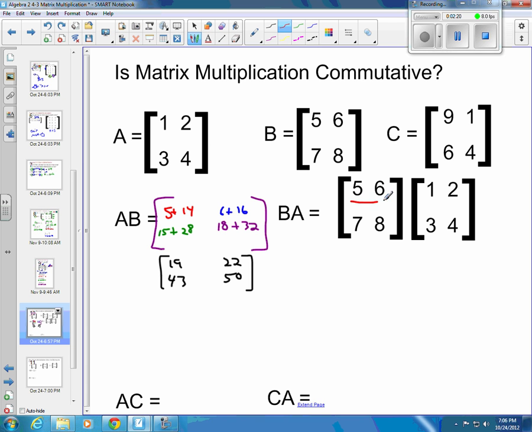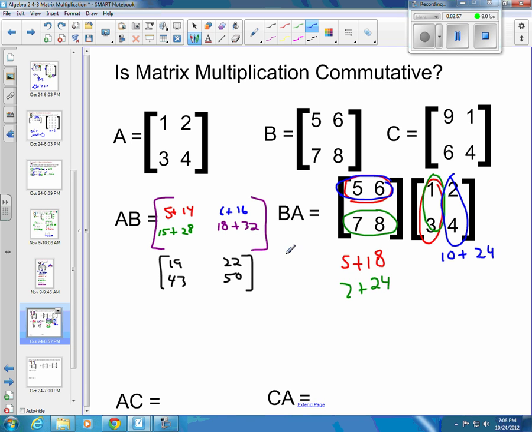So then I'm going to take my 5 and my 6 times my 1 and my 3. And so that's going to be 5 times 1 is 5, plus 6 times 3 is 18. And then I went to green, and I did my 7 and my 8 times my 1 and my 3. So 7 times 1 is 7, 8 times 3 is 24. And I'm going to grab blue. And so then blue, I'm going to grab my top row with my second column. So 5 times 2 is 10. And 6 times 4 is 24.